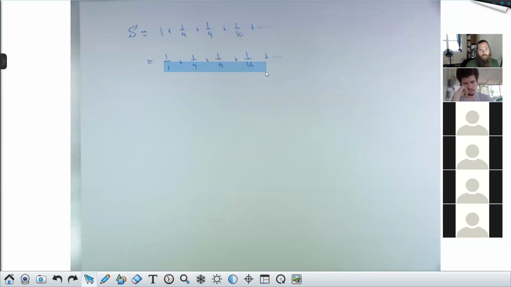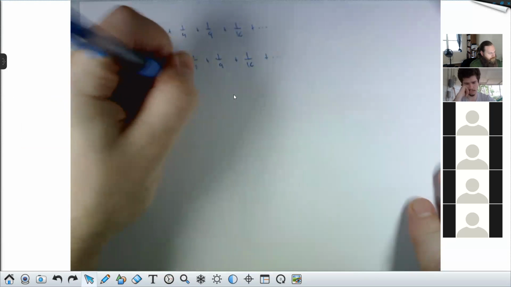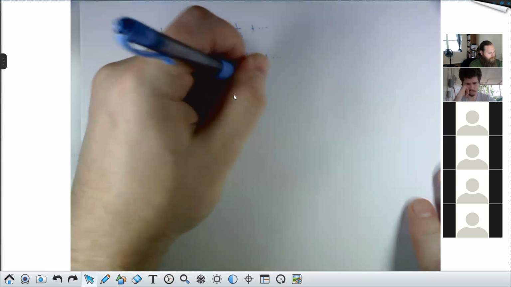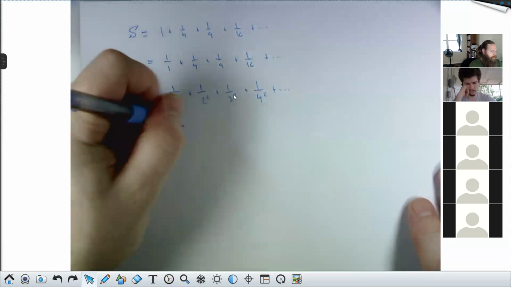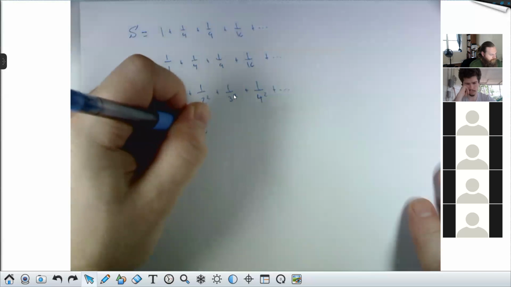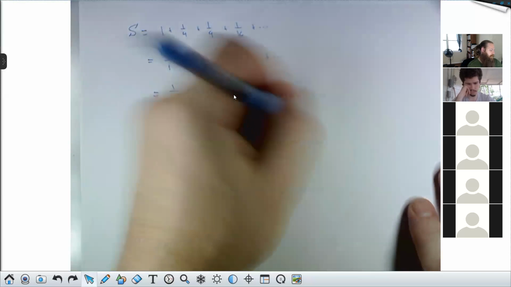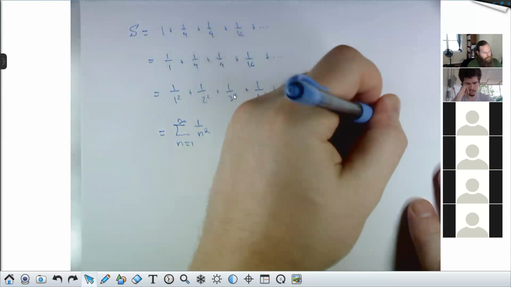Take a look at these denominators. What do we notice? They're all perfect squares, right? 1, 4, 9, 16, 25 would be the next one. So this is 1 over 1 squared plus 1 over 2 squared plus 1 over 3 squared plus 1 over 4 squared, and so on. So in sigma notation, this would be sigma n from 1 to infinity, 1 over n squared. And it is a p-series with p equal to 2. And since that's bigger than 1, the series converges.